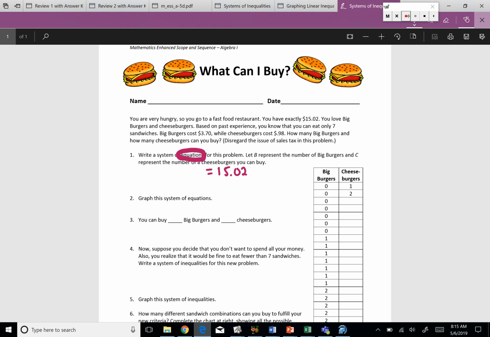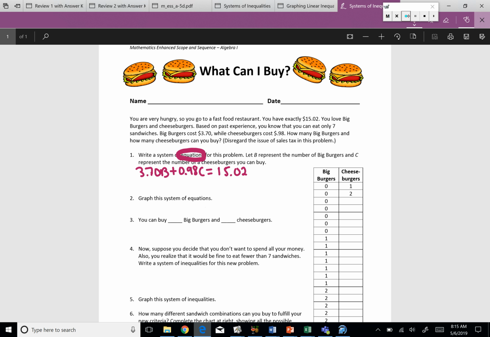Now that's a dollar amount. So if I have a total that's a dollar amount, I have to bring in the cost of each type of burger. So my big burgers are $3.70 for each big burger. And then we had 98 cents for each cheeseburger. A lot of you had that equation when I walked around. The money equation we're usually really good at.